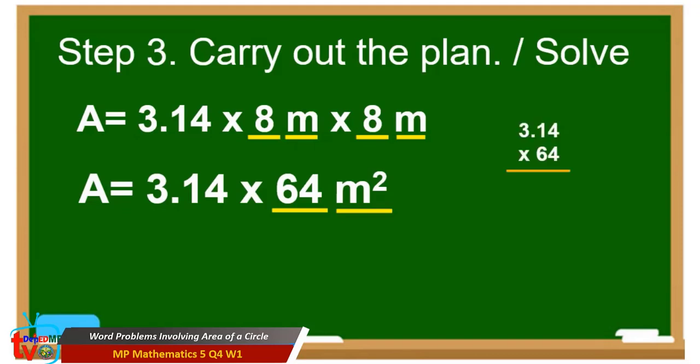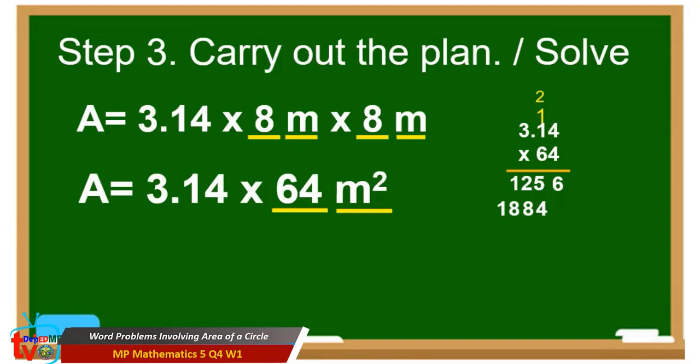Multiply now 3.14 times 64. 4 times 4 equals 16. 4 times 1 equals 4 plus 1 equals 5. 4 times 3 equals 12. 6 times 4 equals 24. 6 times 1 equals 6 plus 2 equals 8. 6 times 3 equals 18.